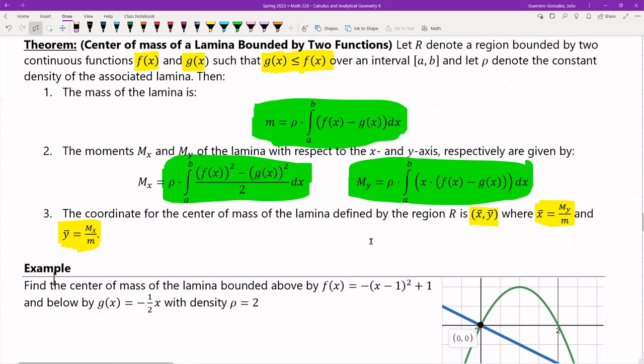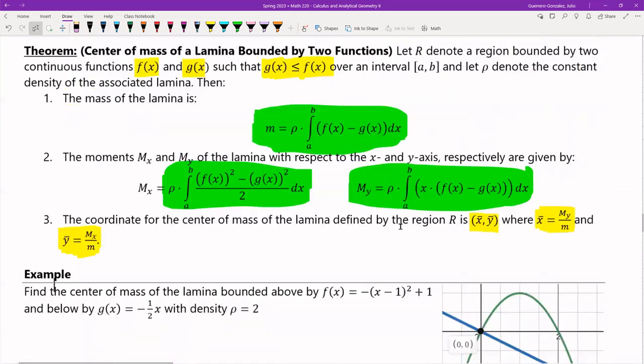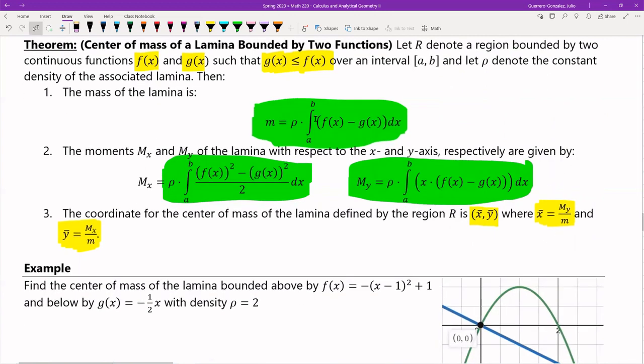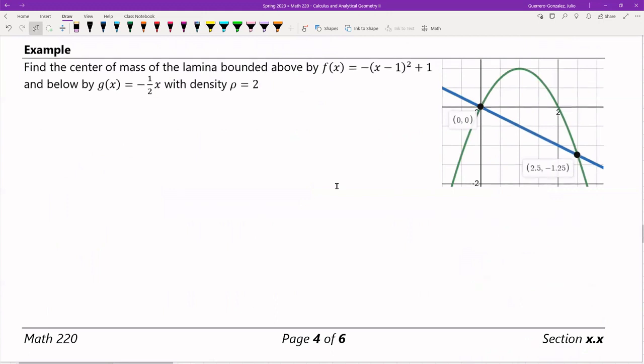So what I want to do now is an example, and I want to do the example that's based off of the harder one, the one bounded by two functions. So I'm going to be using these three equations right here. So here we go. I want to find the center of mass of the lamina bounded above by the green function and below by the blue function, and my density for everything is going to be 2. So I'm trying to find the center of mass for this shape right here.